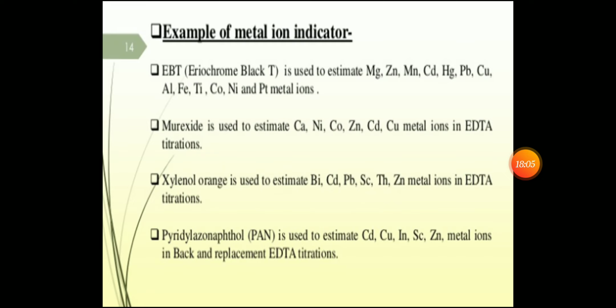Okay, so first of all Eriochrome black T, it is used to estimate the manganese, zinc, magnesium, cadmium, copper, etc., nickel, murexide also calcium. See, there are some identification, similar identification is there, so that according to these four indicators you can share that.